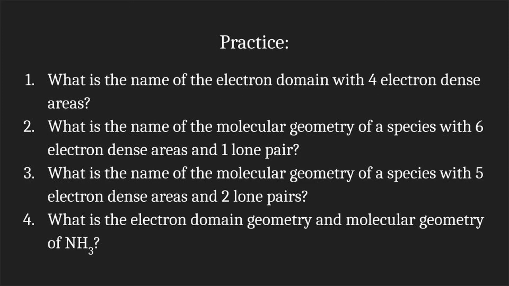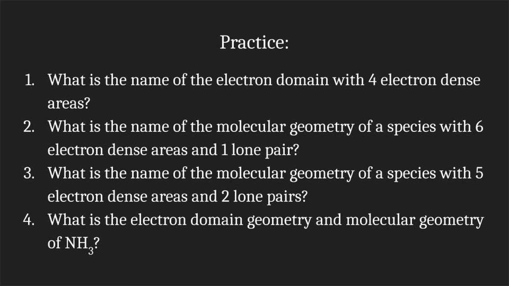Lastly, here are 4 practice questions to test your knowledge of VSEPR. So, question 1, what is the name of the electron domain geometry with 4 electron-dense areas? Question 2, what is the name of the molecular geometry of a species with 6 electron-dense areas and 1 lone pair? Question 3, what is the name of the molecular geometry of a species with 5 electron-dense areas and 2 lone pairs? And lastly, what is the electron domain geometry and molecular geometry of NH3?